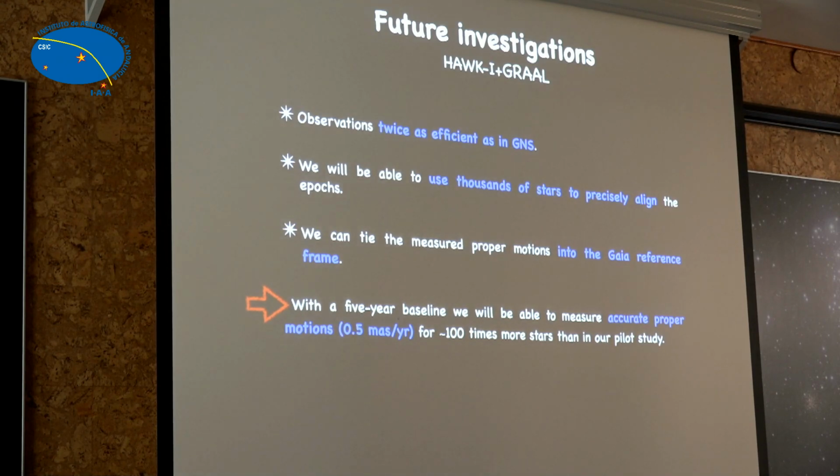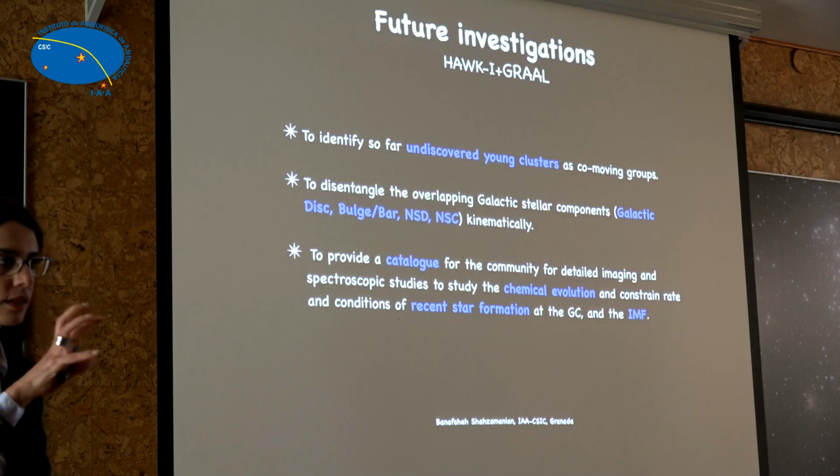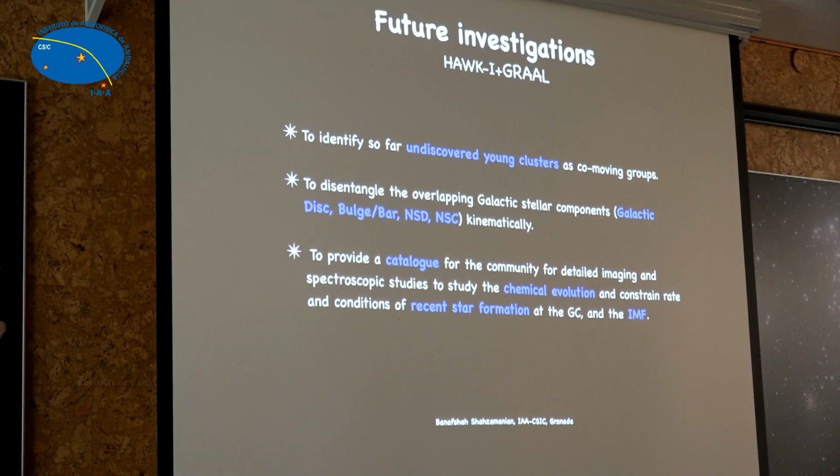And if we use HAWK-I and GRAAL together, we hope to reach 0.5 milliarcsecond per year accuracy for our proper motions. And we will have much more stars by aligning these two epochs, around 100 times more stars. And so the goal to observe with HAWK-I GRAAL this year is to discover different things. One of them is to discover young stellar clusters, these clusters that I told you are interesting for our study. The other thing is to disentangle different overlapping galactic structures and populations, and we can, for instance, disentangle the galactic disk and bar from the nuclear stellar cluster and nuclear stellar disk.